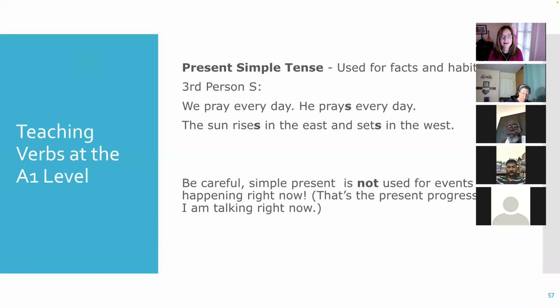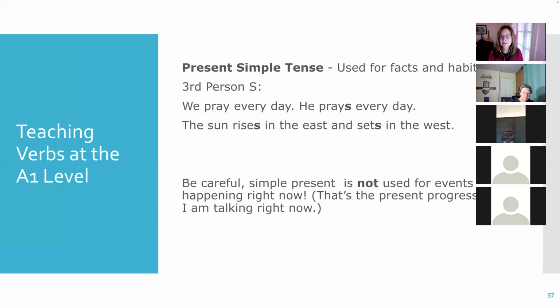Another example of a fact in the present tense: the sun rises in the east and sets in the west. Notice again, the sun is one singular object, and so we have to put the S at the end of rises and sets. Another confusing thing sometimes about simple present tense is that it's not actually used for the present.